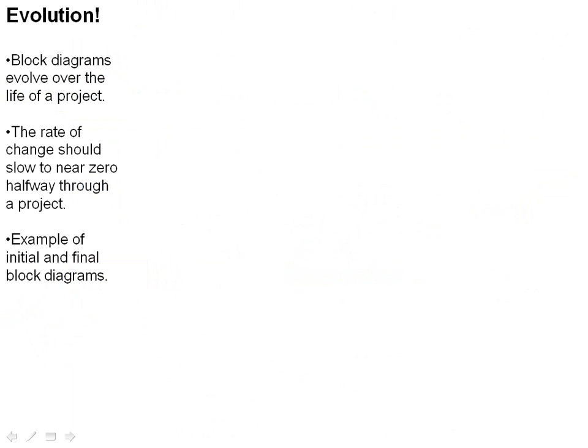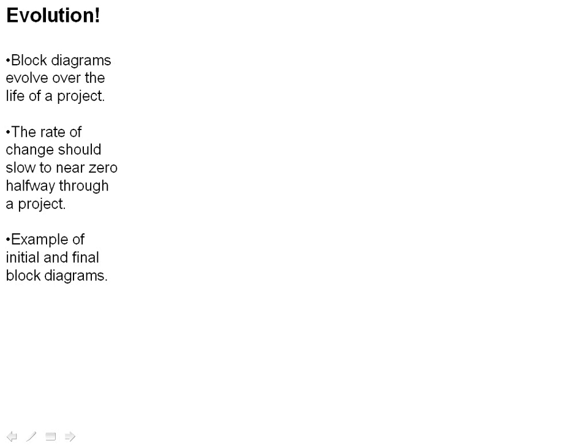Block diagrams evolve over the life of a project, and the rate of change of your block diagram, in the exploratory phase, when you're starting to explore the parameter space, block out the solution space and see what solutions are, should change very quickly. But the rate of change should slow to practically nothing about halfway through a project, because otherwise you can't build something that's continually evolving.